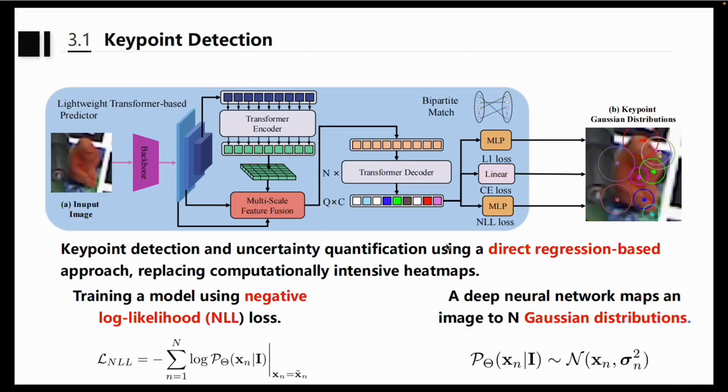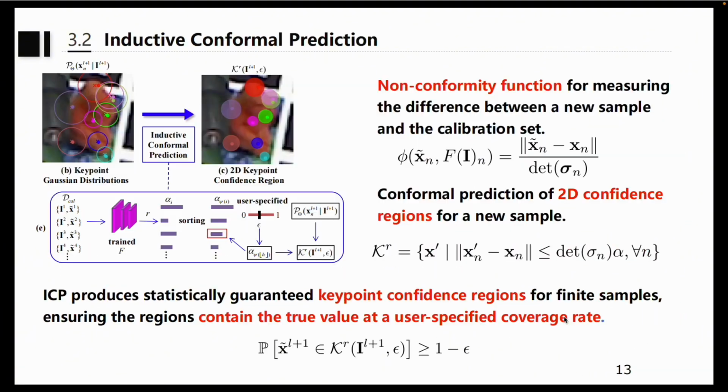For key point prediction, we use a transformer-based direct regression network. We train this model with a negative log likelihood loss, which enables it to output key point uncertainty directly. Finally, this network maps an input image to Gaussian distributions.